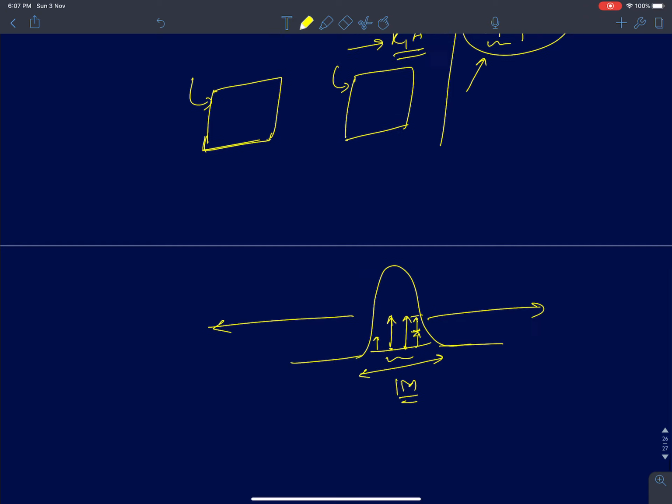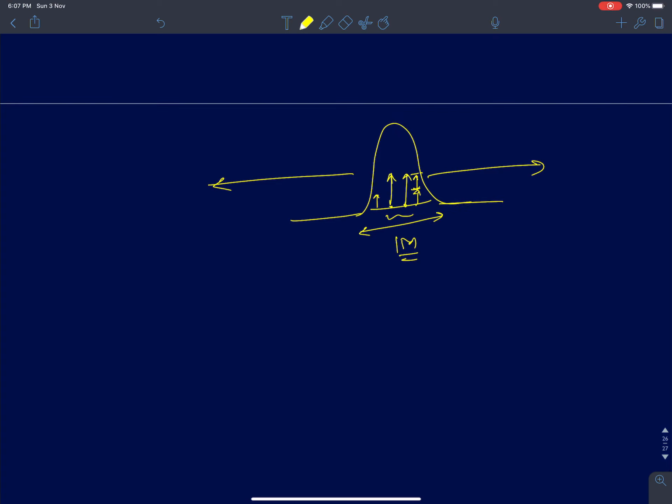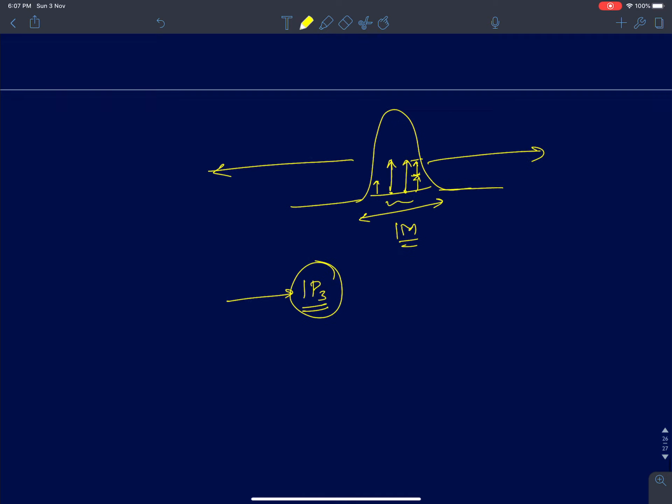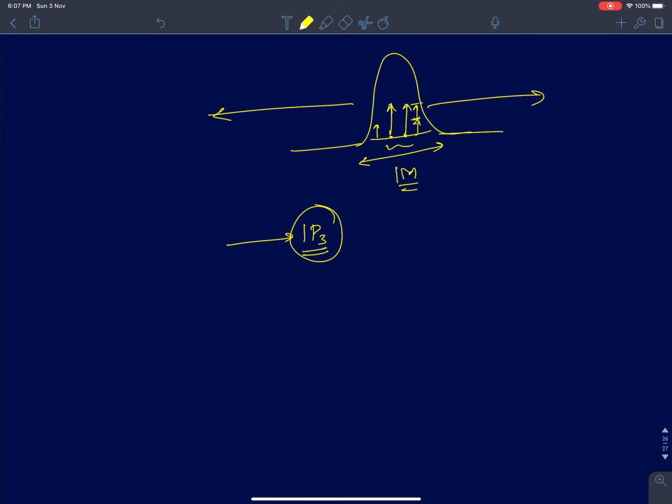Okay, so that metric is what we call the third intercept point, IP3. We'll represent it as IP3, third intercept point. Now what is the third intercept point? Mathematically, how do we define it?